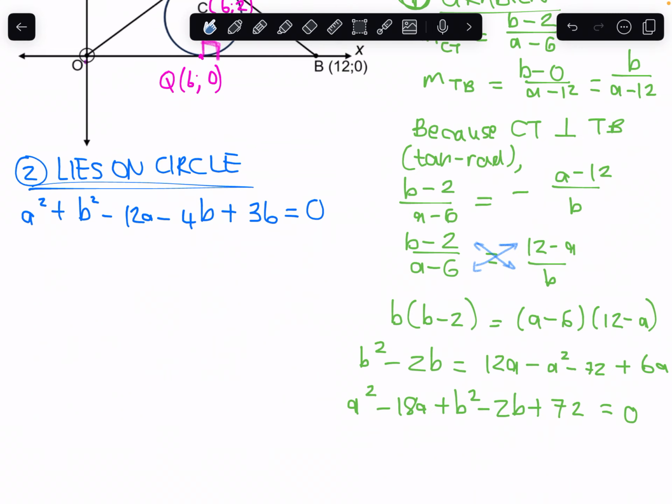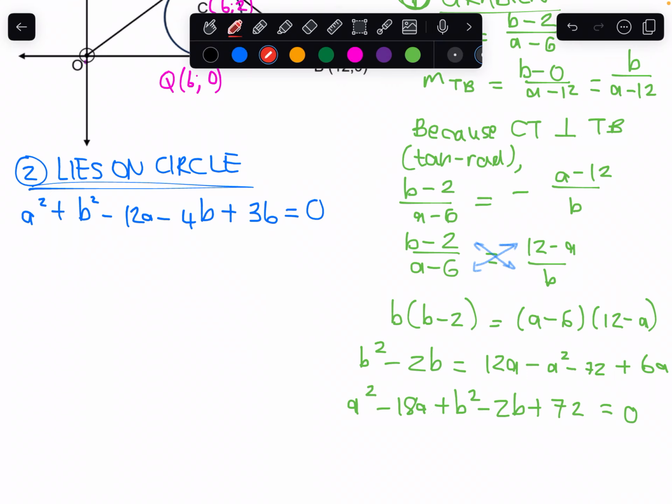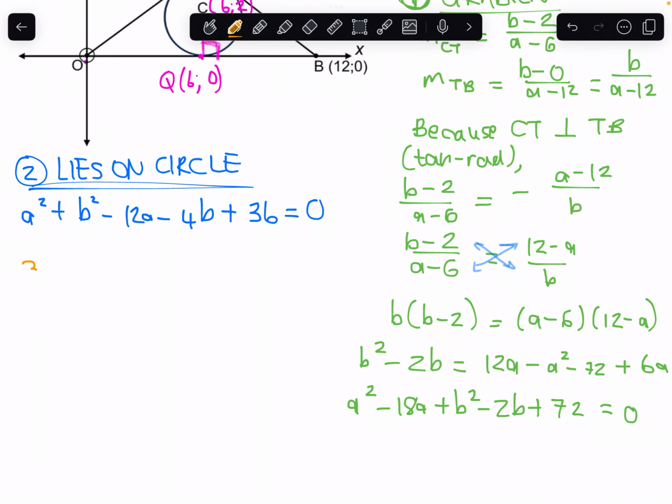And I think we can subtract these two equations so that we get rid of the quadratic terms and we're just left with the linear terms, and that will give us a nice linear equation to use instead of using the two quadratic equations.